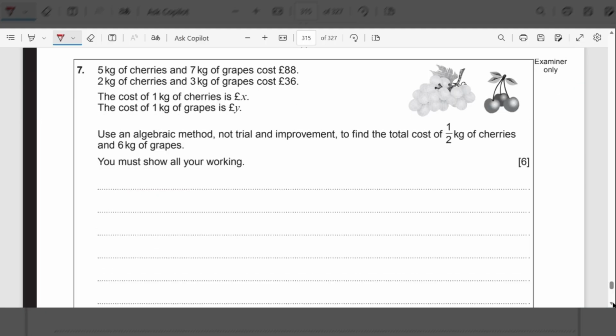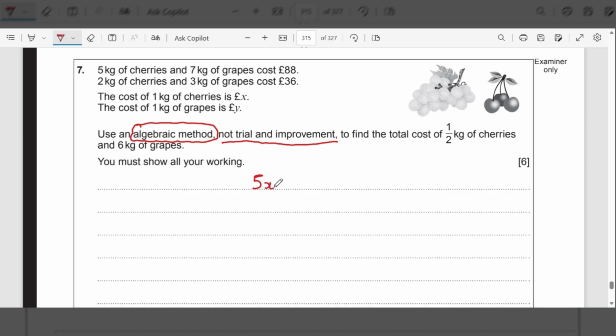Simultaneous equations. But they haven't said it because it's wordy. Instead, they've called it an algebraic method. You're not going to get away with just guessing, even if you get it right, right? What's the giveaway? The simultaneous equations. 5 of this plus 7 of this equals this. 2 of these plus 3 of these equal this. As soon as I've read that, I'm like, that's 2 equations, right?